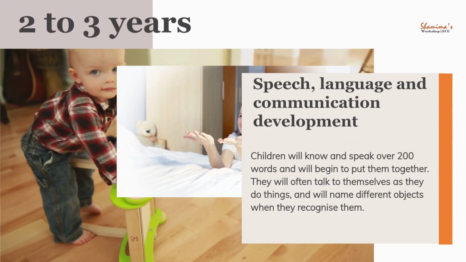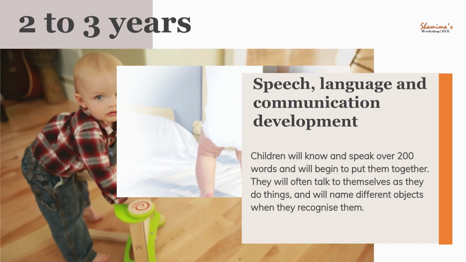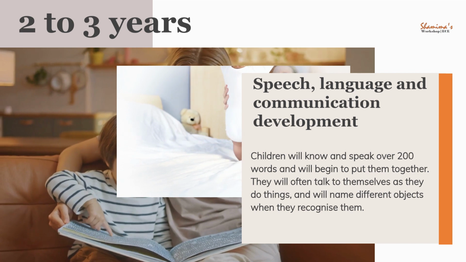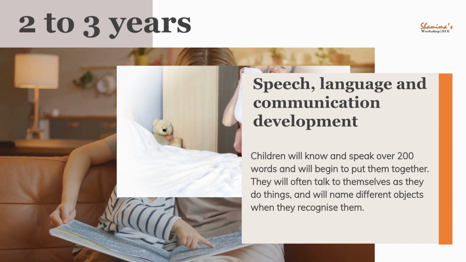2 to 3 years. Speech, language and communication development. Children will know and speak over 200 words and will begin to put them together. They will often talk to themselves as they do things, and will name different objects when they recognize them.